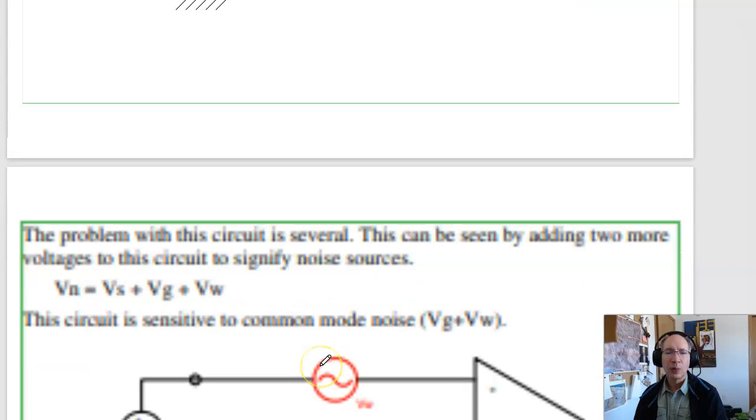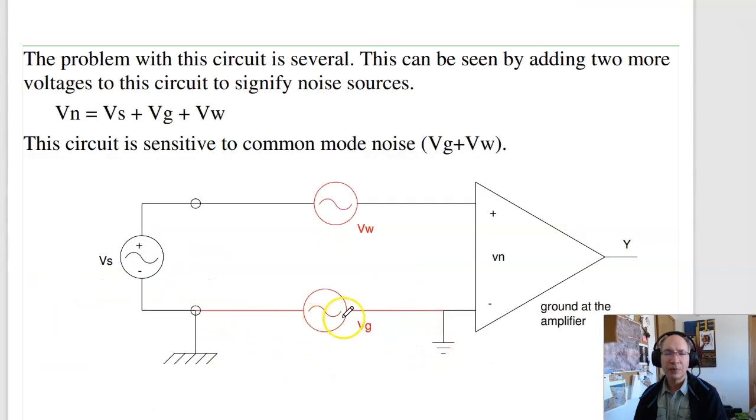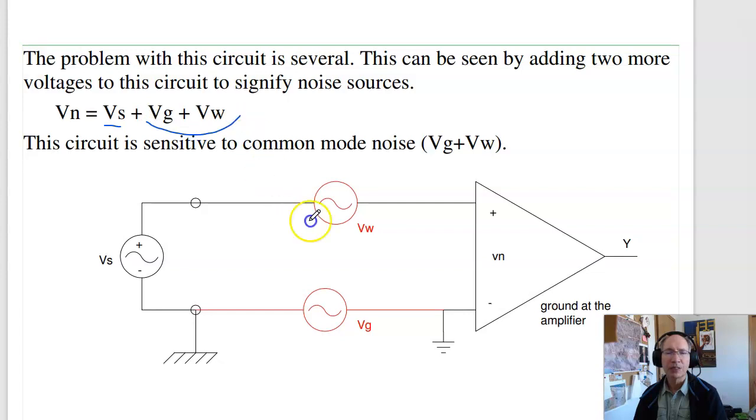A way to analyze it is I've got the two different grounds. There's the voltage between the two grounds. I've got the wire. The wire picks up signals as an antenna. The total voltage then will be the voltage of the ground difference, plus the signal, plus the wire. So the output is related to your signal, but there's a bunch of other noise on top of it. That's about the worst way to connect a sensor to an amplifier.